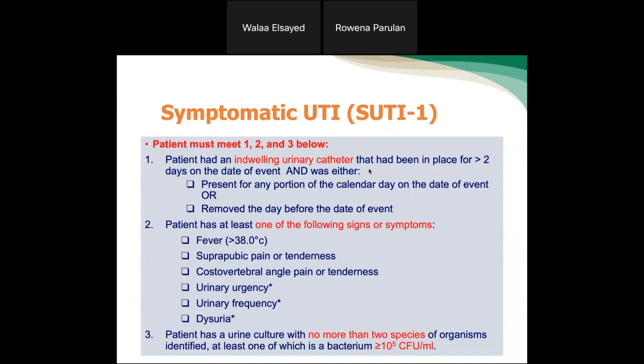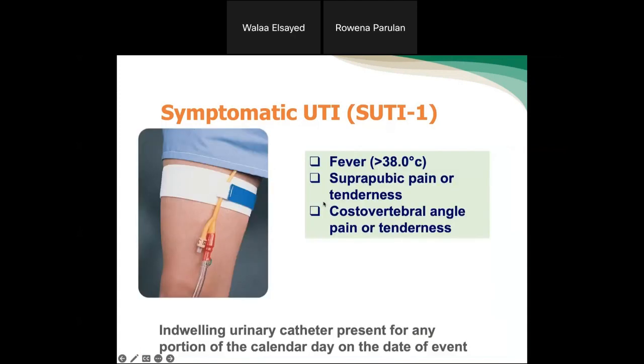Good. Secondly, we have the signs and symptoms like fever, suprapubic pain, or costovertebral angle tenderness. These are the patients with the catheter. Without a catheter, the patient complains of urgency, frequency, or dysuria. And number three is the positive urine culture with not more than two species, which are more than 10 raised to power 5 CFUs. This is SUTI 1.